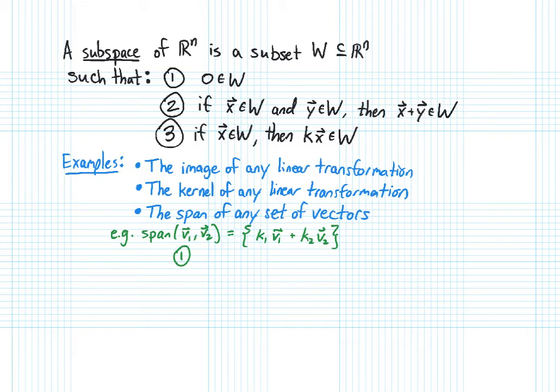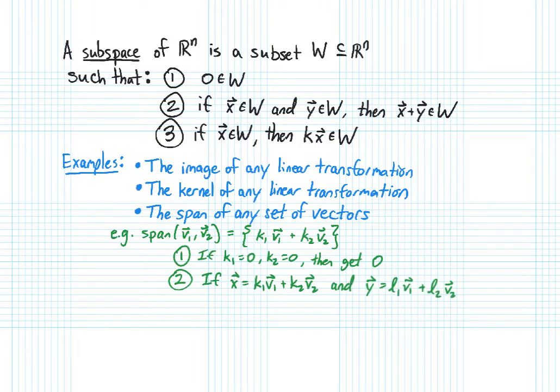So for condition 1, we are allowed to choose 0 for k1 and k2. And then 0 times v1 plus 0 times v2 is the 0 vector. And so the 0 vector is a vector in the span. And then for condition 2, we can suppose that we have two vectors, x and y, that are in the span. So that would mean that x is equal to k1 v1 plus k2 v2 for some value of k1 and k2. And y is equal to L1 v1 plus L2 v2 for some value of L1 and L2.